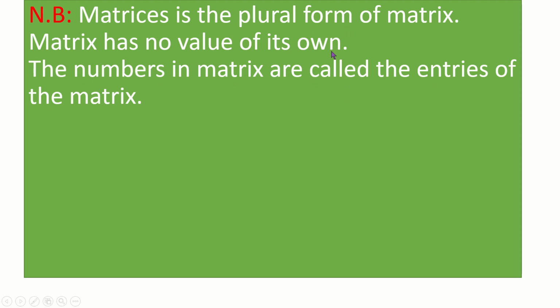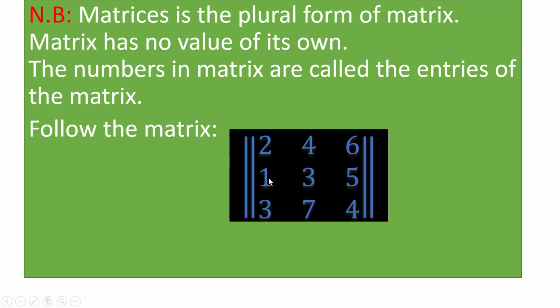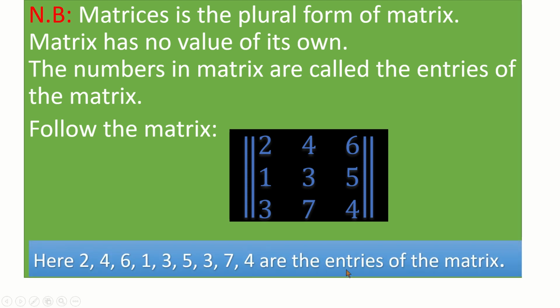A matrix has no value of its own. The numbers in a matrix are called the entries of the matrix. Follow the matrix. Here 2, 4, 6, 1, 3, 5, 3, 7, 4 are the entries, or elements, of the matrix.